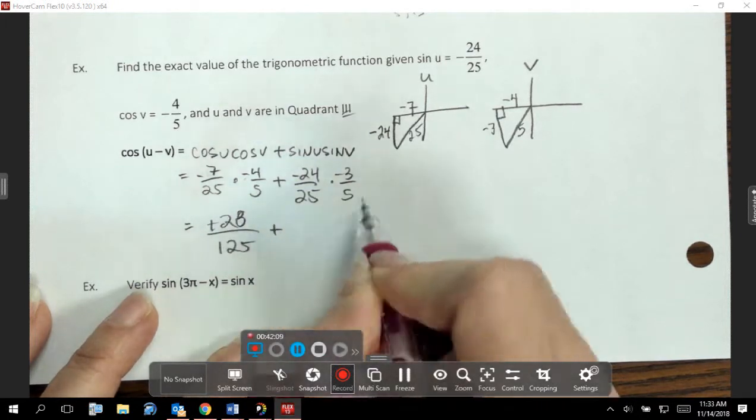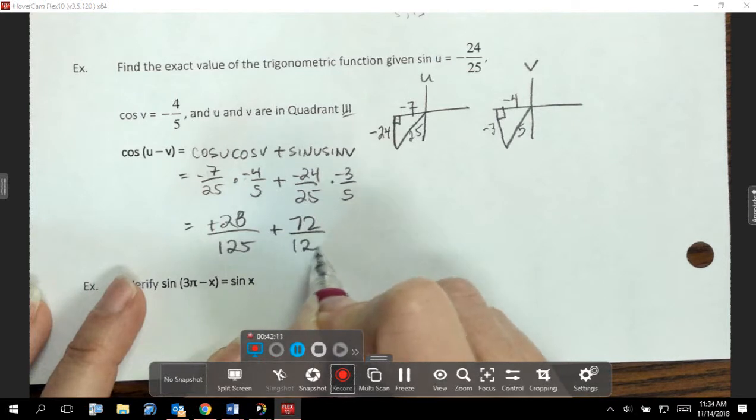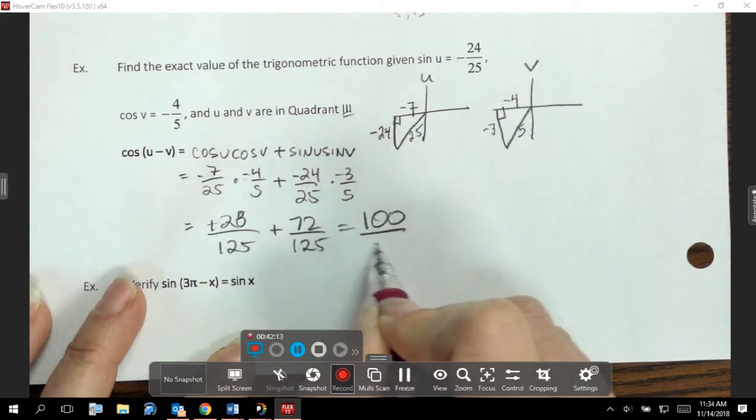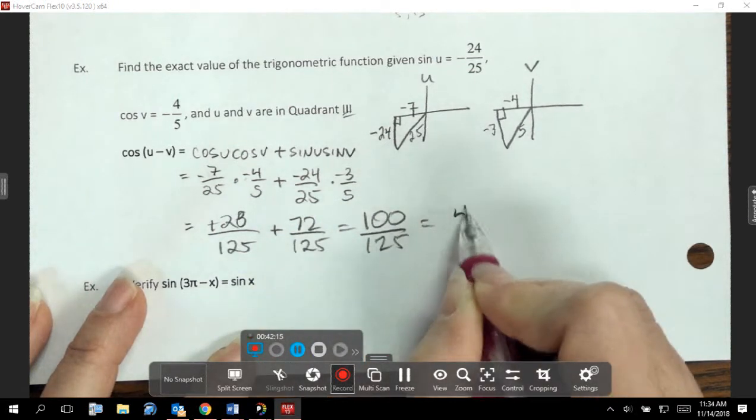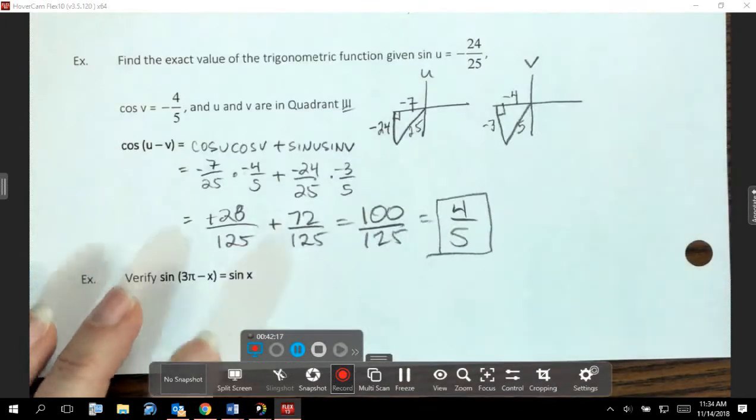28/125 plus 72 over 125 is 100 over 125, which is 4/5.